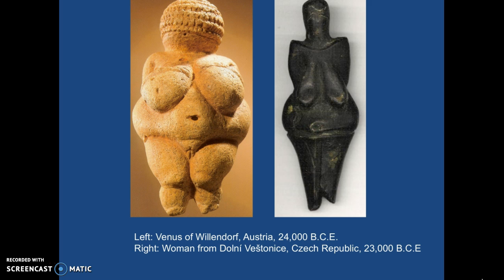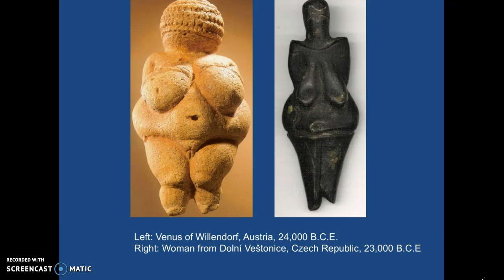So one of the first things your text looks at are these prehistoric female figures. In particular, your book uses the Venus of Willendorf, which is pictured here on the left. And this was found in Austria. It dates back to about 24,000 BCE. And stylistically, we are fairly confident that it has to do with fertility.